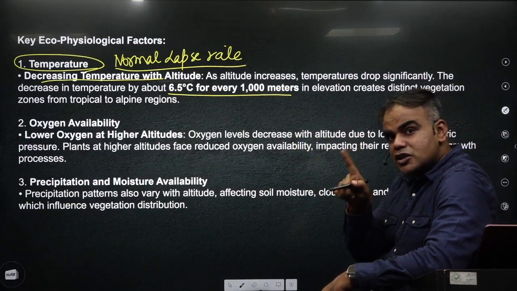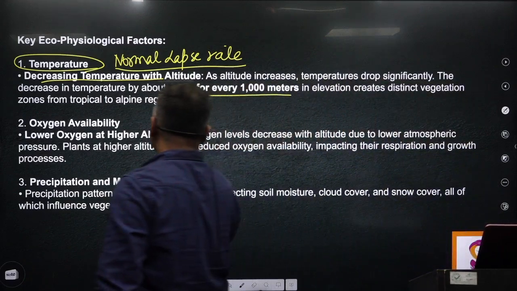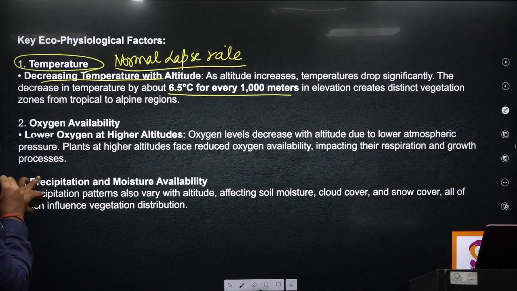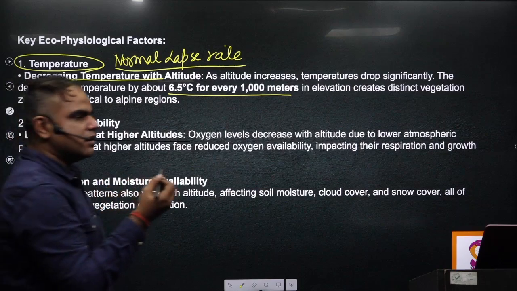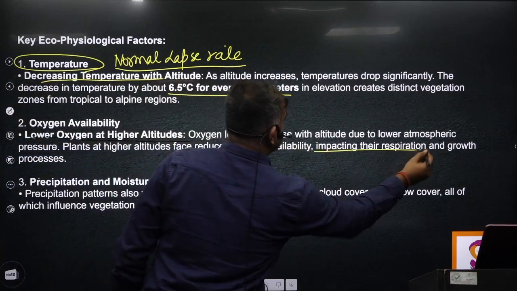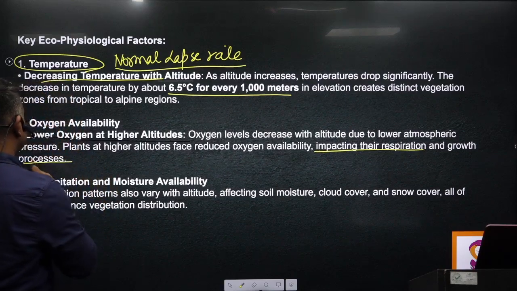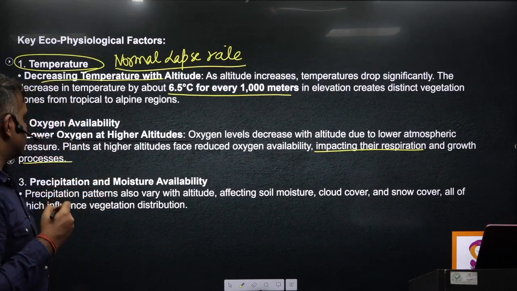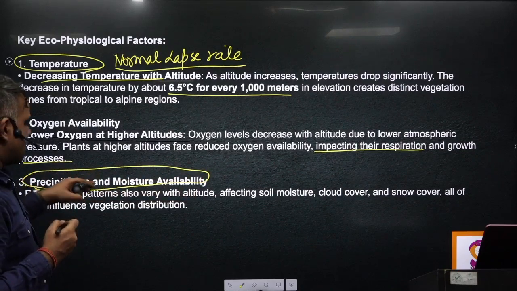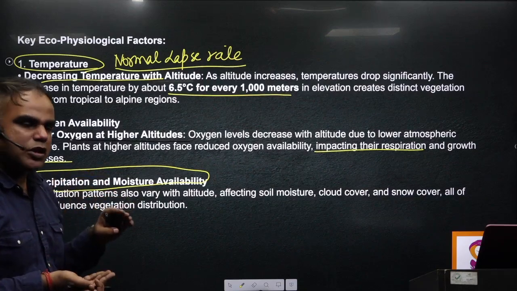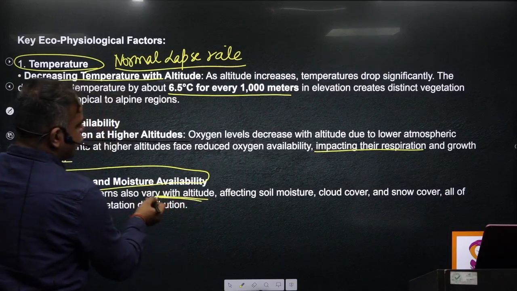Second, oxygen availability is also a big problem. There is lower oxygen at higher altitudes, and if there is lower oxygen, again think about respiration, think about growth, think about photosynthesis, etc. Plus precipitation and moisture. In fact, precipitation and moisture can be written as separate points also. So this precipitation pattern is going to vary with altitude.